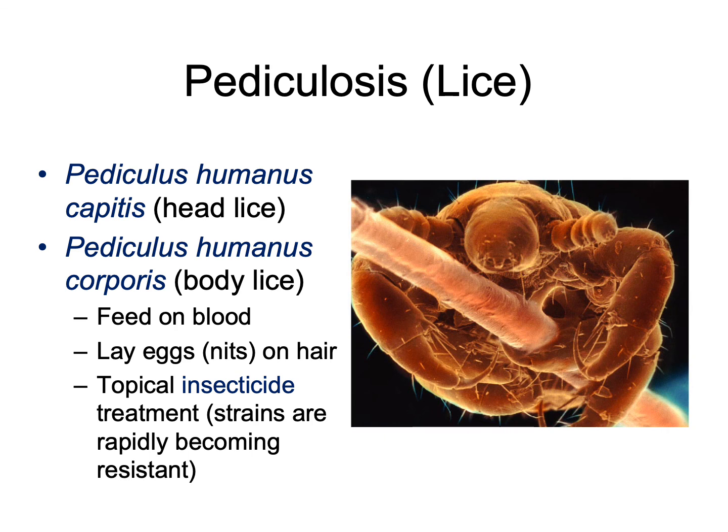Infections caused by lice are infections that we also treat with topical insecticides, and these are also becoming resistant to the insecticides that we are using to treat it with. There are different types of lice for your body and for your hair. They feed on your blood. They lay their eggs and the nits attach to your hair.